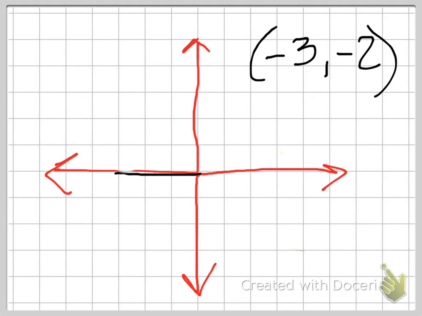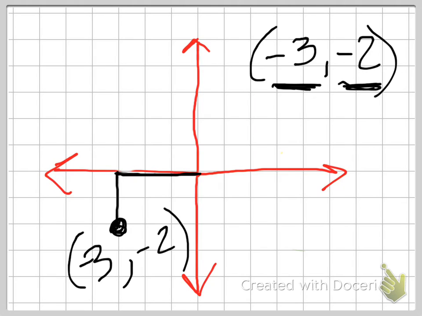Okay, let's go ahead and try and plot this one, (-3, -2). So looking at your first coordinate, which is your X coordinate, because it's negative, I'm going to go to the left 3. Now the Y coordinate, that one's negative this time. So instead of going up 2 like we did last time, we're going to go down 2. Make your point right there. Don't forget to label it. This is (-3, -2).